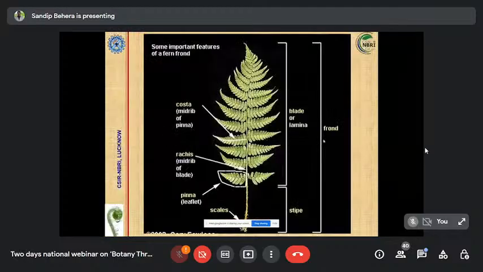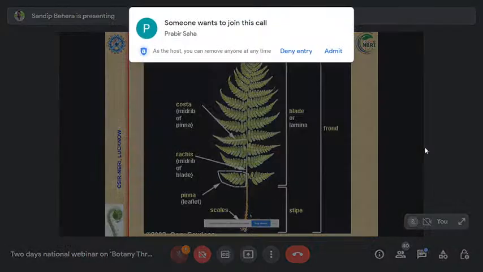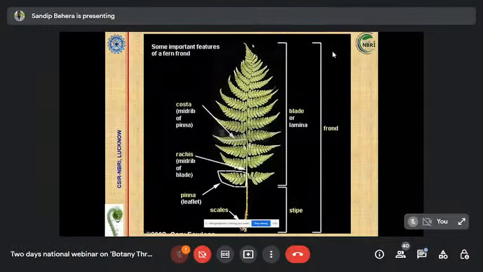So now let us talk about some floristic part. Whenever we go, first we should know some terminology. This whole, from here to here, this plant part is called the frond. In pteridophytes, we call it a frond. And from here to here, this is called the stipe. And from this to this, it is called the lamina.